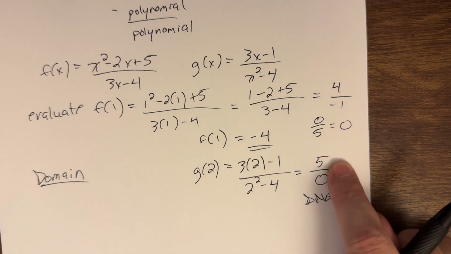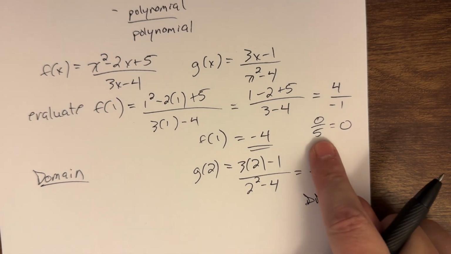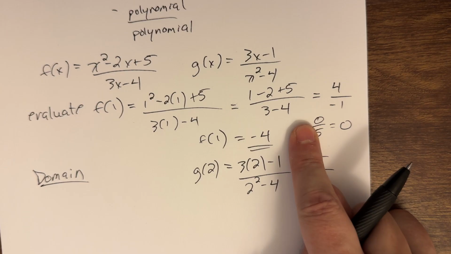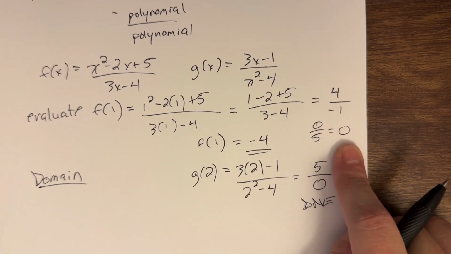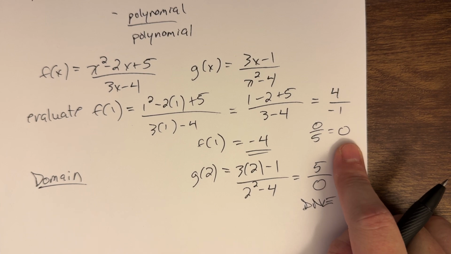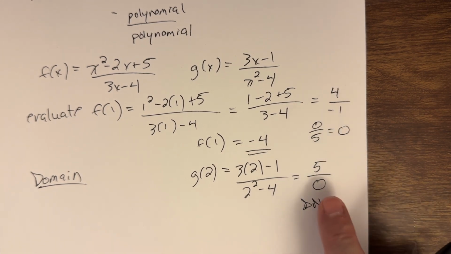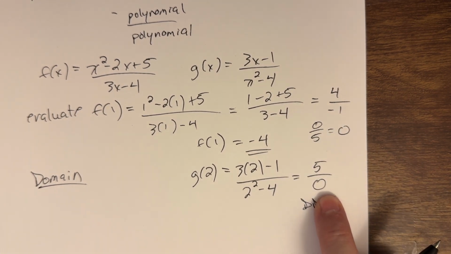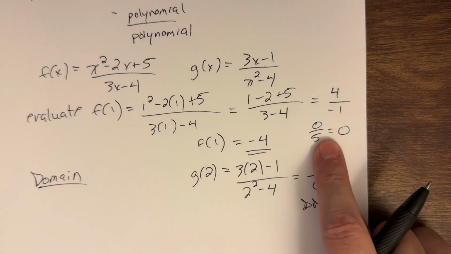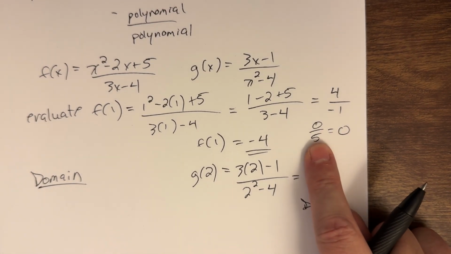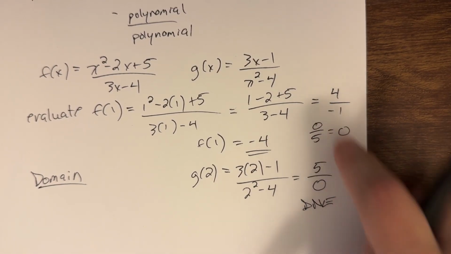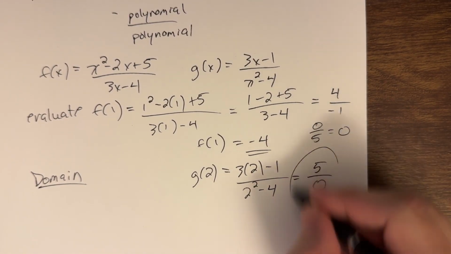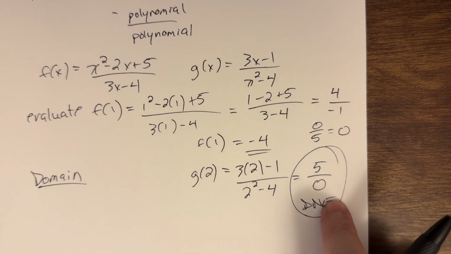0 times what gets you to 5? Nothing. Versus here, 5 times what gets you to 0? 5 times 0 gets you to 0. So it's been a while, but we saw this with slope, that we saw vertical lines, slopes ended up looking like this, that led to an undefined slope, versus horizontal lines, slope ended up like this, we ended up with a slope of 0. So these are two very different things, but the point, this can't happen.